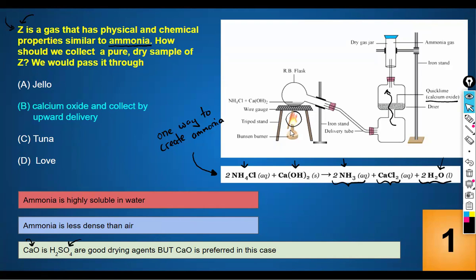So if we are making a gas Z that is very similar to ammonia, maybe our experiment should resemble this setup, right? So the correct answer is obviously B, right? Calcium oxide and collected by the upward delivery. But here's what I want. Oh, by the way, in case you didn't know, ammonia is highly soluble in water. You could dissolve it in water. And ammonia is less dense than air. So that's definitely going to float up to the top very, very easily.